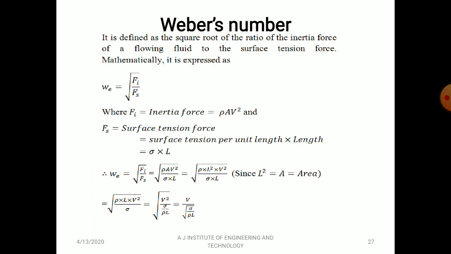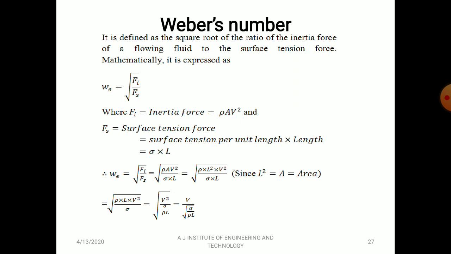Next, Weber's number. It is defined as the square root of the ratio of inertia force of a flowing fluid to surface tension force. Mathematically, We equal to square root of Fi divided by Fs, where Fi is inertia force, given by rho A V square, and Fs is surface tension force. The unit of surface tension is Newton per meter. In order to get force, you multiply surface tension by length, so meter cancels: Newton per meter into meter becomes Newton. So surface tension force is sigma into L.